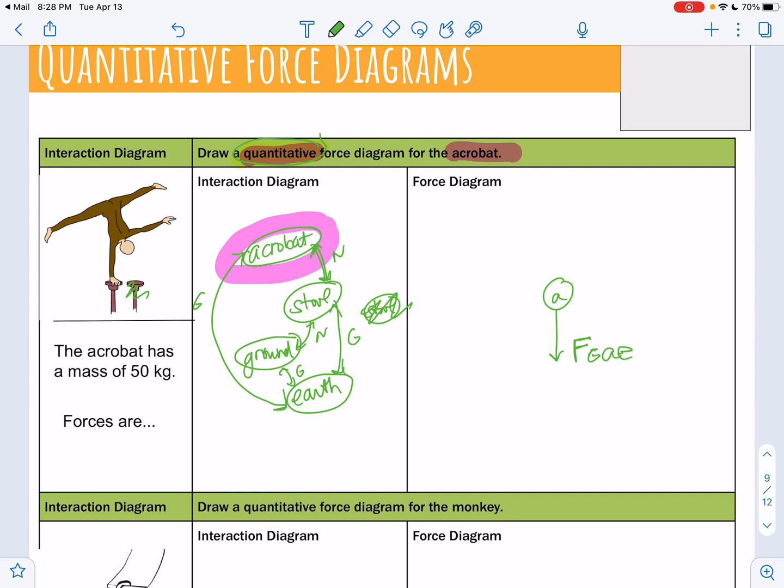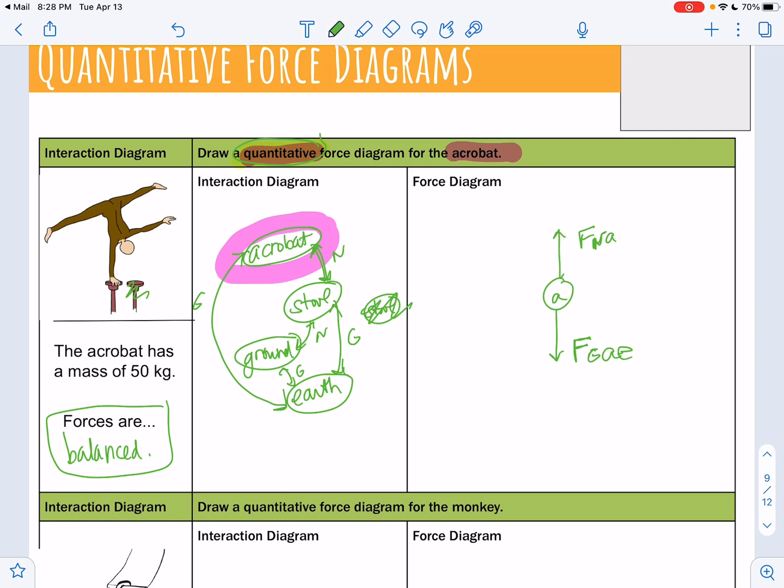And now I need to draw the normal force. But first I need to think about what's happening here. Since the Acrobat, I assume, is not moving, just kind of doing this handstand, then I would say that the forces are balanced. So I know that my upward force of normal on the Acrobat from the stool is going to have to equal the force of gravity. That actually doesn't look so good, does it? Let me erase that. It's going to be slightly longer.